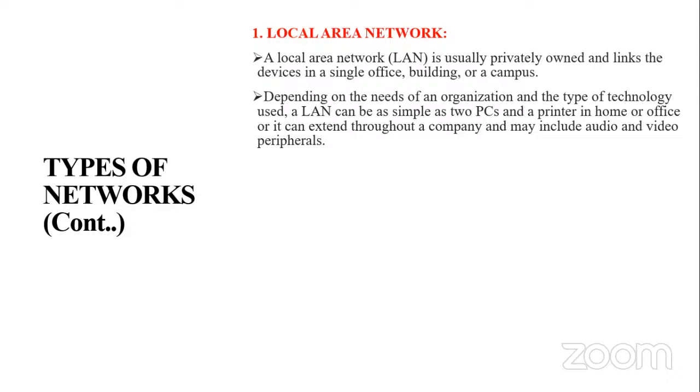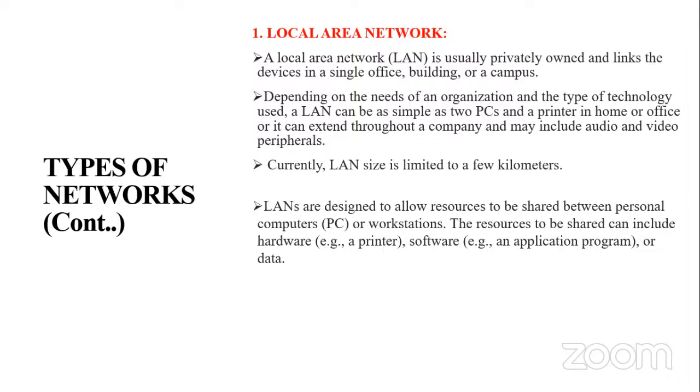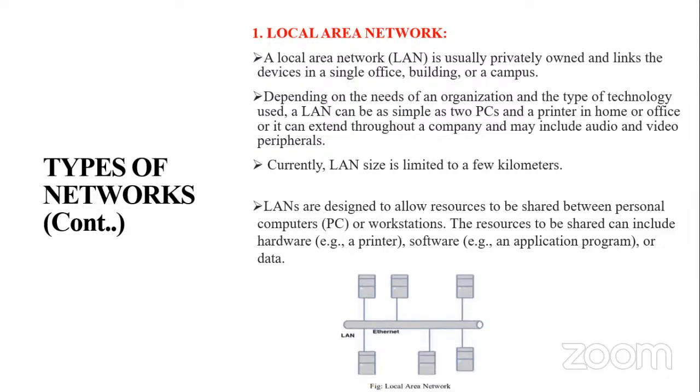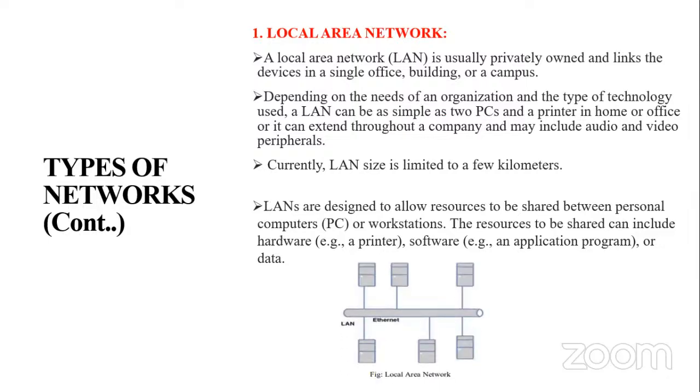So a local area network is limited to a particular office or a building or a campus. Currently the LAN size is limited to only a few kilometers. LANs are designed to allow resources to be shared between PCs or workstations. The resources can include hardware like a printer and software like application programs or data. So simply, a building-level network you can consider as a local area network.